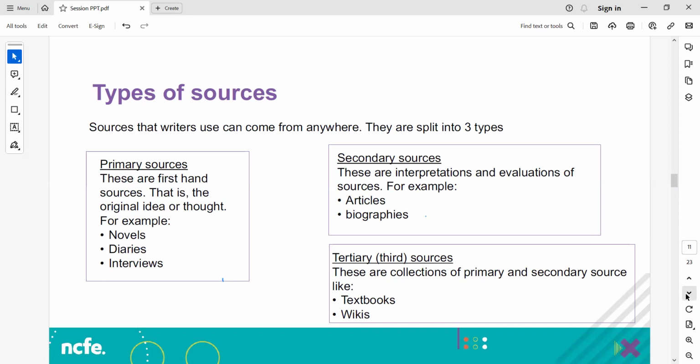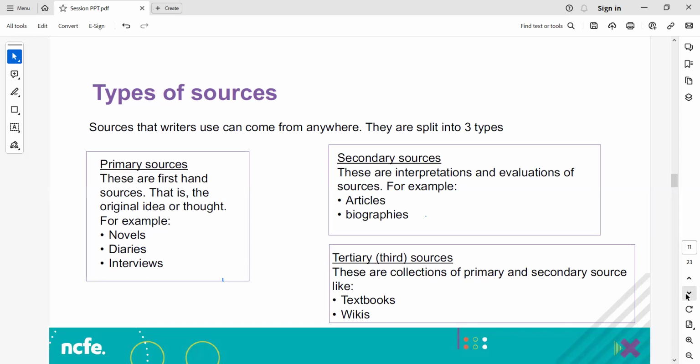A secondary source is an interpretation and evaluation of sources. So, articles, biographies. To explain this, the secondary source would use primary sources. Because it's using a primary source, it then becomes secondary. So for example, somebody wants to write an article about, let me think of an example, a famous footballer. They would first of all go and read any interviews, diaries, maybe even other articles about that footballer.